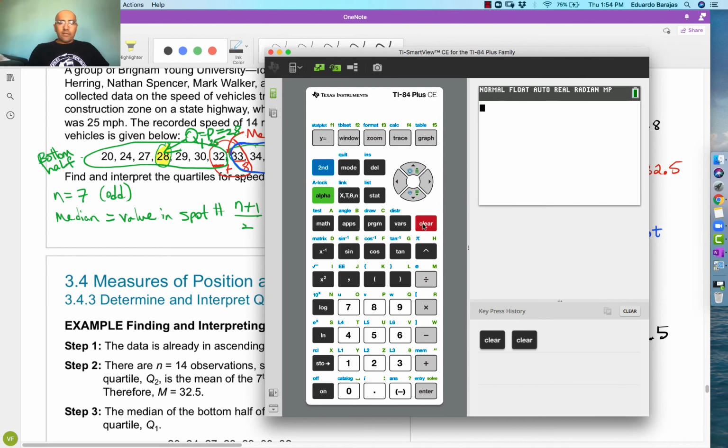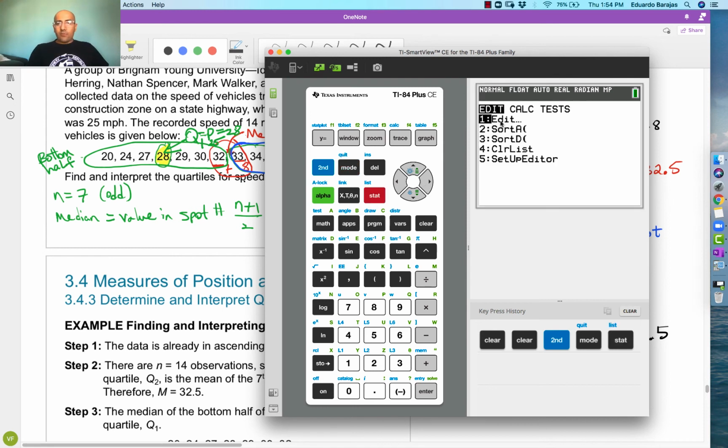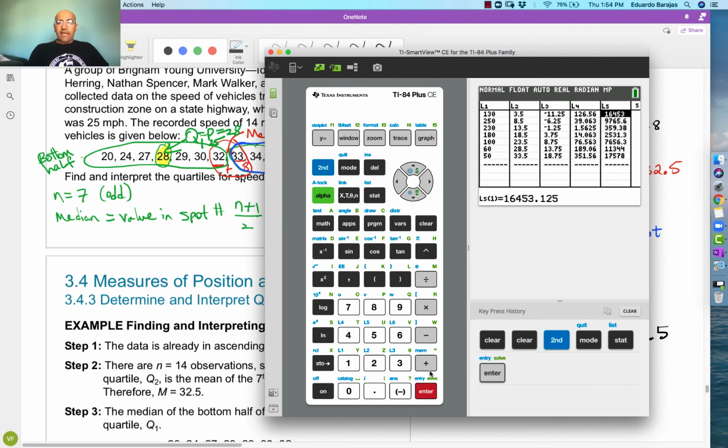Okay, once you turn it on, hit clear and quit to exit any unusual screen you find yourself in. We're going to go to stat, and then we're going to go into edit. It's exactly where we want to be.